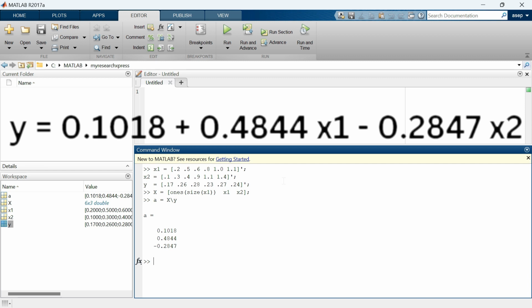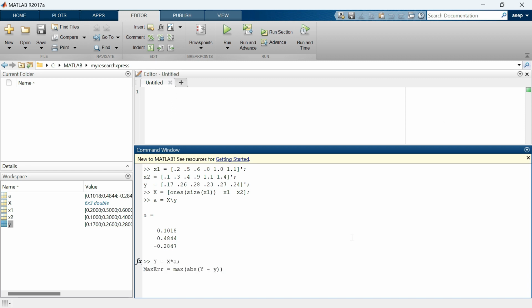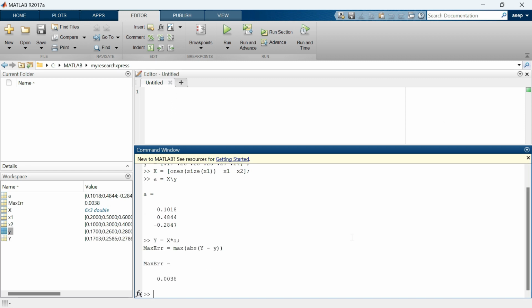To verify the model's accuracy, determine the maximum absolute deviation between the data and the model. This is sufficiently small to give us the assurance that the model fits the data in a satisfactory manner.